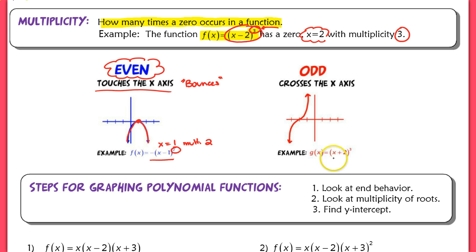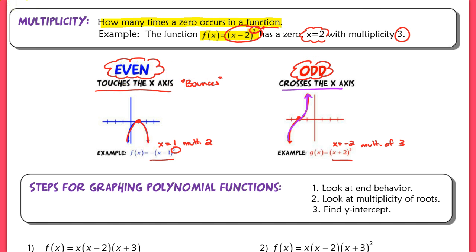Now, when you look at something like (x plus 2) cubed, here you have a root or a 0 at x equals negative 2, and it has a multiplicity of 3. So here we're looking at an odd multiplicity. In this case, when x is equal to negative 2, your graph will cross through the x-axis. So it crosses the x-axis when it's an odd multiplicity, and it just bounces off the x-axis when it's an even multiplicity.